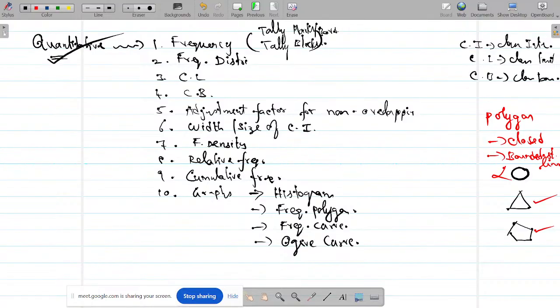So it all depends on interpretation. Interpretation is not associated with the accounts or with statistics. It's all application. Is it okay? So we'll discuss all these 10 headings in detail. Shall we take over?